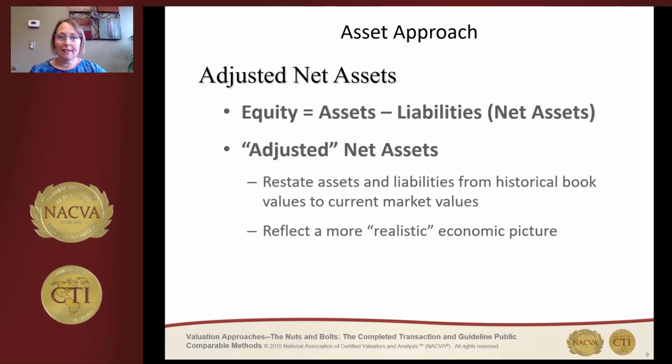And then adjusted net assets. So what is this? How do we get to adjusted net assets? We restate our assets and our liabilities from the historical book values to our current market values. We'll talk more about this, but it reflects a more realistic economic picture. I gave you the example a couple of days ago of the building bought 40 years ago for $50,000. That's now worth, I think I said, 1.5 million. Well, it was depreciated over a useful life of 39 years. That would be the life that's used. So it's now on the books at 0 as a net value, but it's worth 1.5 million. So we need to adjust the balance sheet to that 1.5 million.